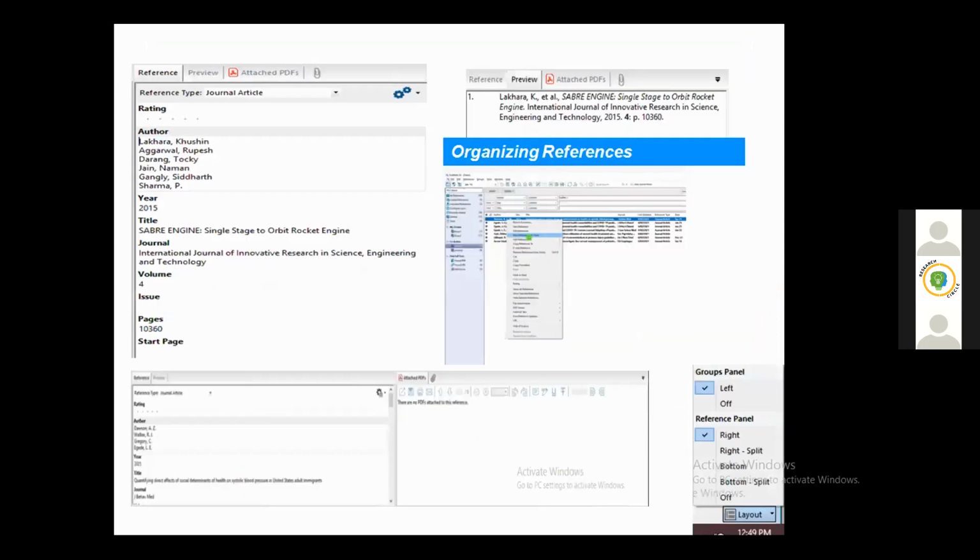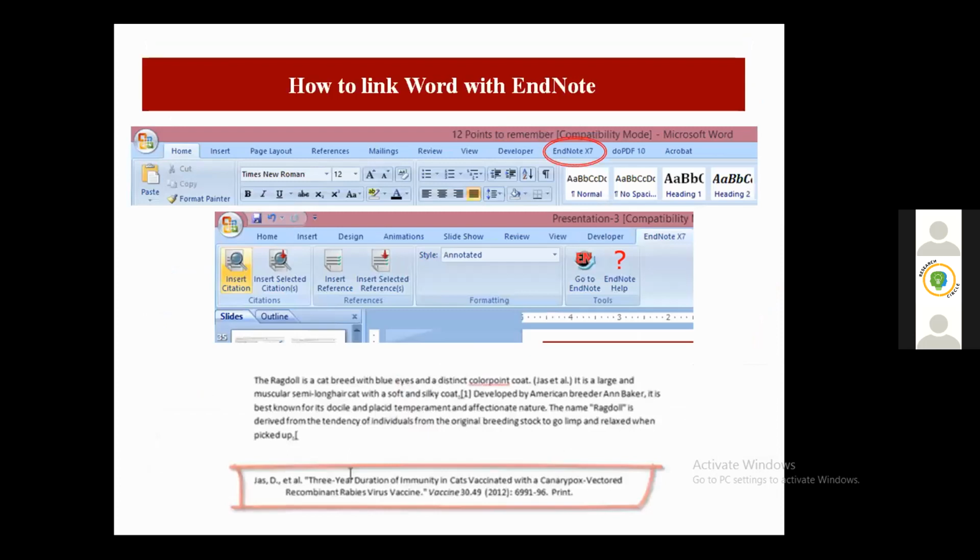Yeah, here you can see that EndNote can be used, and it can be directly connected to Word. Whenever you type something in Word, you can call or insert from EndNote. So your reference will be automatically generated. Once you write a paper, your reference will be dynamically generated.